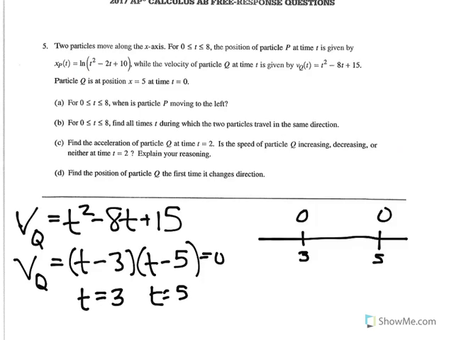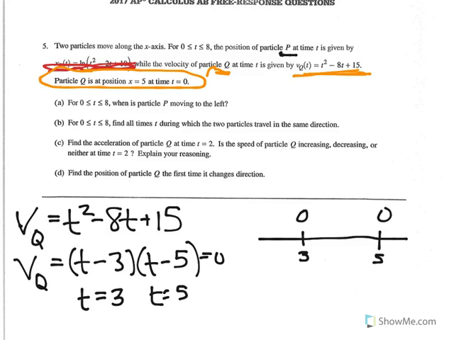Okay, they're giving us two particles moving along the x-axis from time 0 to 8. The position of particle P is given by this equation. This is the location of P. X stands for displacement. While the velocity of particle Q, a different particle, at a given time is given by this velocity equation for each one. And then they're giving me some information on particle Q. Particle Q is at position 5 at time 0, which probably means we'll be integrating something because they're giving me a starting condition, which I'll add in later on. So let's see what they're asking me here.